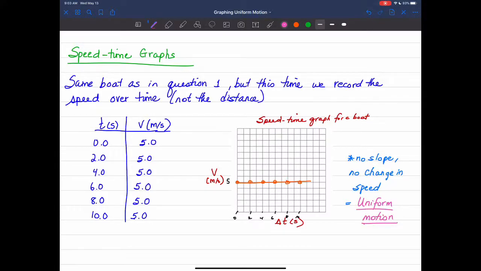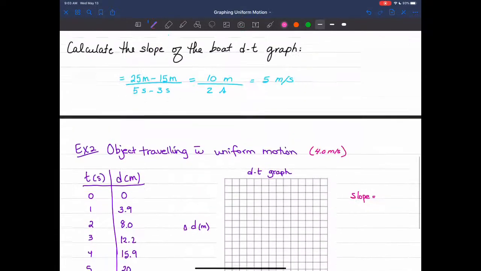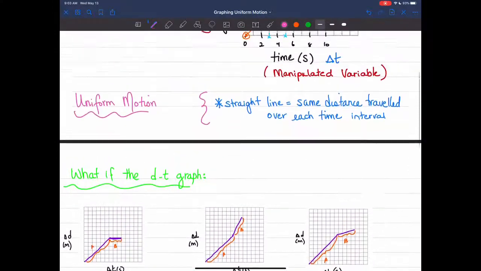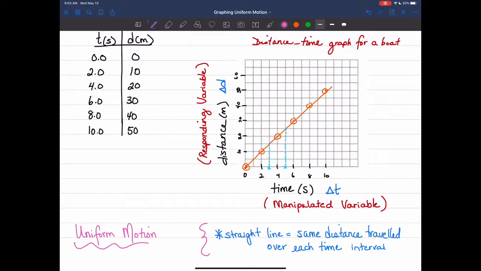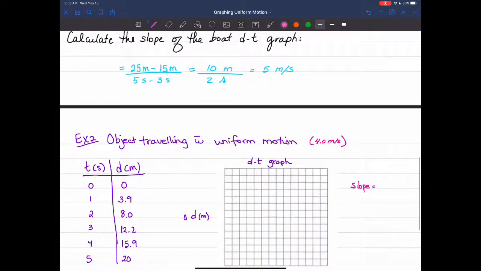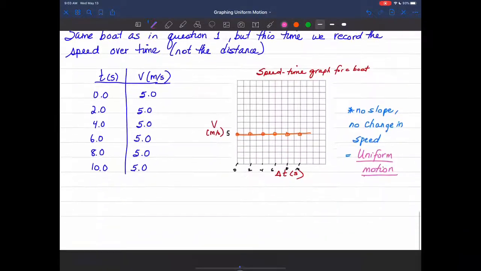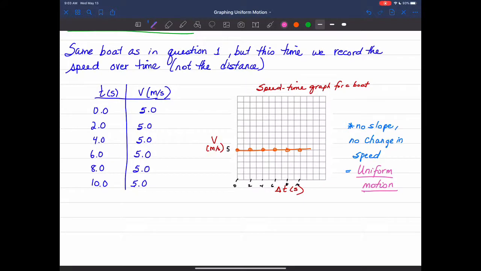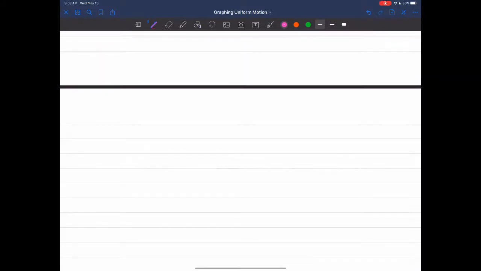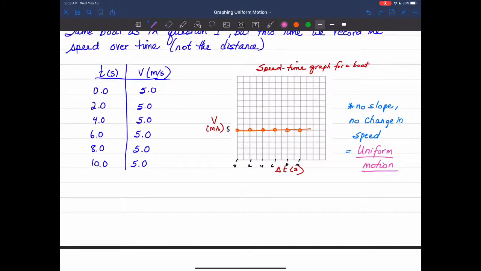So again, we can tell that we're dealing with uniform motion if we look at both a distance time graph. So with the distance time graph, what we want is we want that slope to be constant. We want that line to go up the same intervals for the same amount of time. If we're looking at a speed time graph, what we want to see for uniform motion is a straight line with no slope, okay? And then that'll tell us.